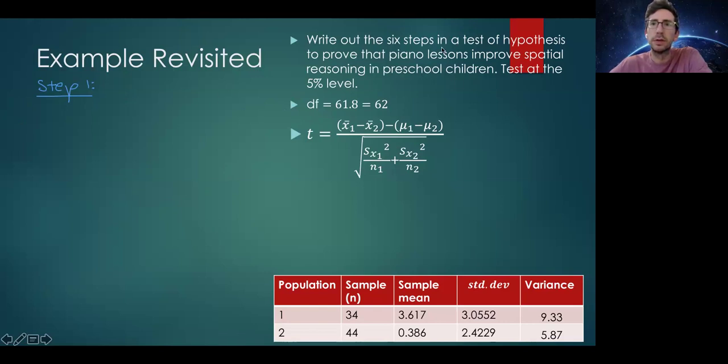So it wants us to use a hypothesis test to prove that piano lessons improve spatial reasoning in preschool children. Test at the 5% level. The key here is that it improves spatial reasoning. It's not just that these are different from one another, because if they're different, then the group that got the testing could have an average less than the other average. It just isn't the same. So we strictly want to show that the piano lessons improve spatial temporal reasoning.